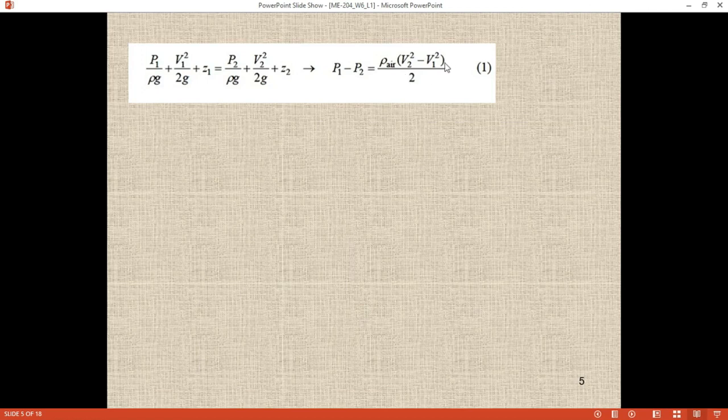So now we have to find V1 and V2. If we know V1 and V2, we can easily calculate P1 minus P2, and if we know P1 minus P2, we can easily calculate h, because P1 minus P2 is equal to rho gh. So let's see how we can calculate V1 and V2.